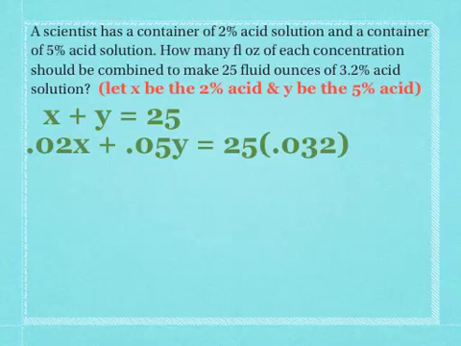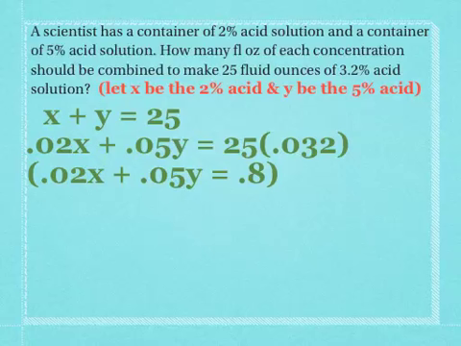And then I have to multiply 25 times 0.032 because I want to know, out of the 25 ounces that they want, how many ounces are actually going to be just acid. So I take the 25 ounces that I'm going to have, and I multiply that by the percent of acid that I want in the solution. The percent of acid was 3.2%, change that to a decimal, and you get 0.032. I need to multiply 25 times 0.032, which gives me 0.02x plus 0.05y equals 0.8.